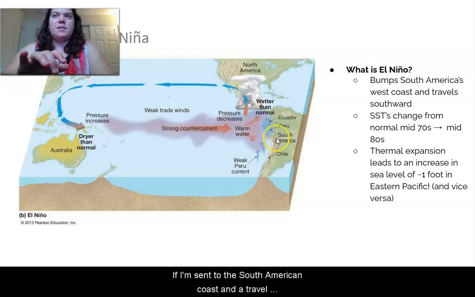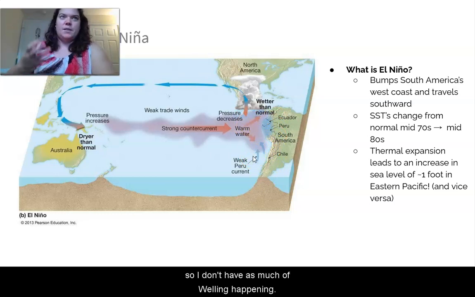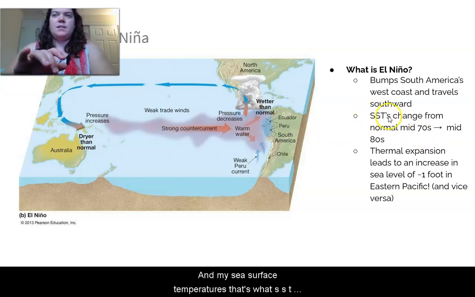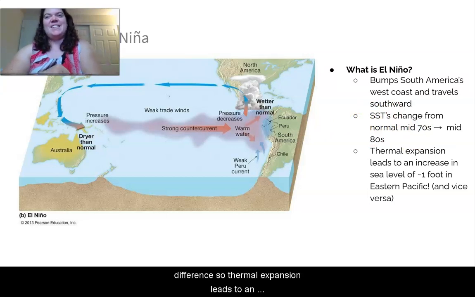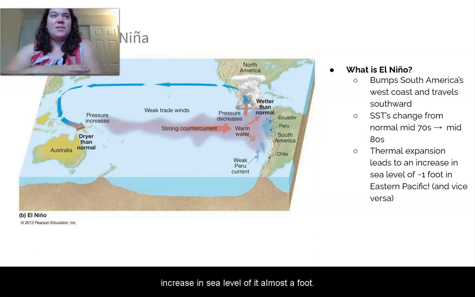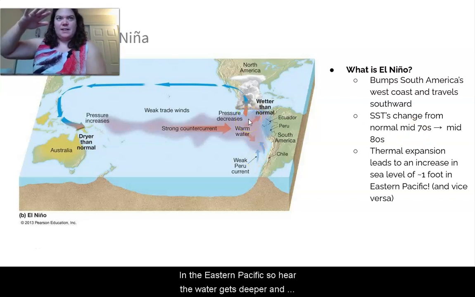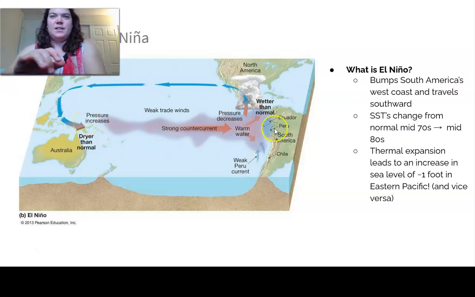It bumps into the South American coast and travels southwards, which then suppresses the Peru current, so I don't have as much upwelling happening. And my sea surface temperatures, that's what SST is, change from the mid 70s to the mid 80s. That's a lot. Big difference. Thermal expansion leads to an increase in sea level of almost a foot in the eastern Pacific. So here the water gets deeper, and then over here it actually shrinks. Pretty crazy.